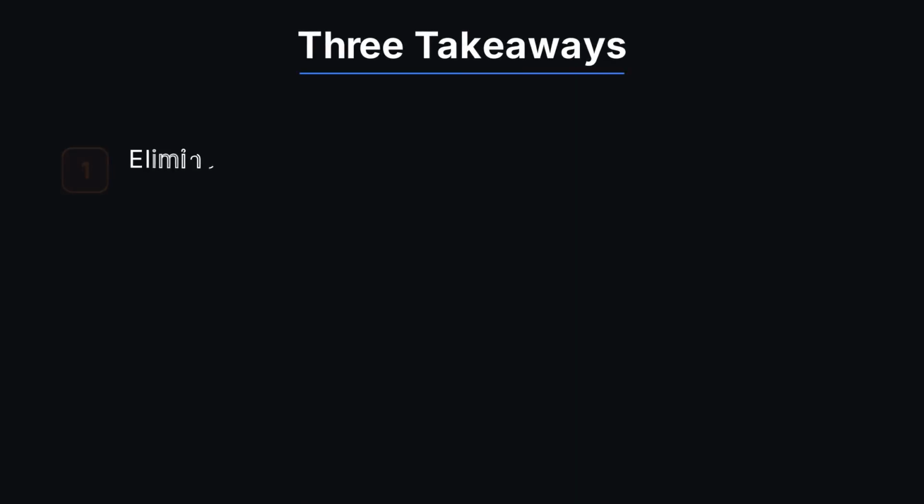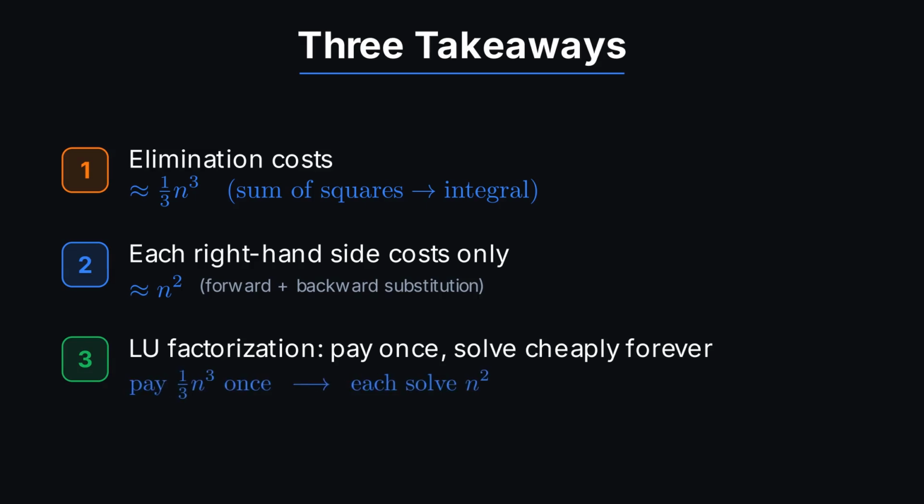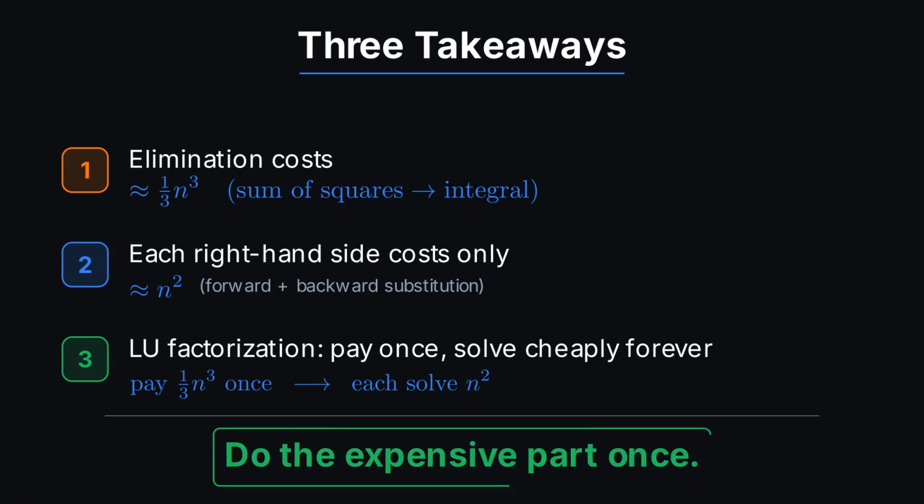3 key takeaways. First, elimination costs approximately 1/3 n cubed. This comes from summing squares across shrinking submatrices, which leads to an integral that evaluates to 1/3 n cubed. Second, each right-hand side costs only about n², just 2 quick triangular solves, one forward and one backward. Third, LU factorization pays the 1/3 n cubed cost just once, and then handles every new right-hand side for only n². This is exactly why every numerical library factorizes first and solves second. The lesson is clear. Find where the cost lives and do the expensive part only once.